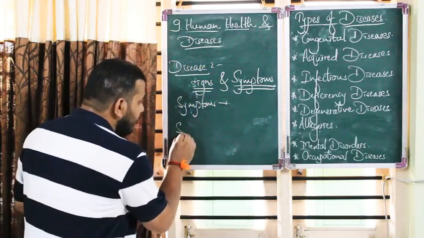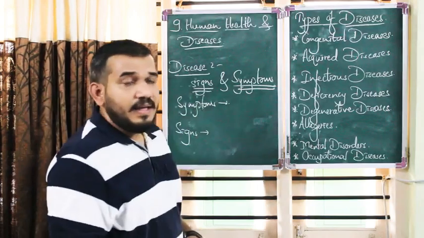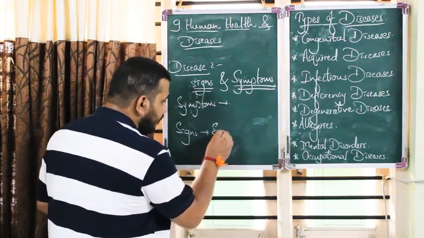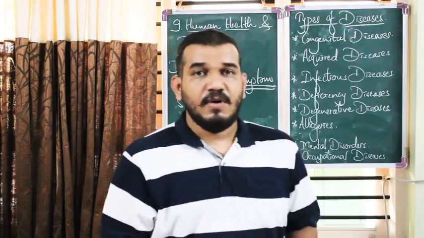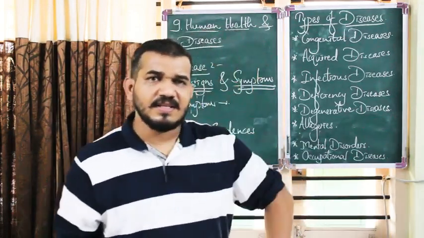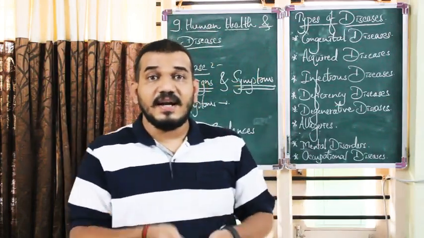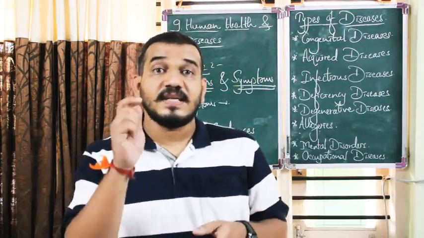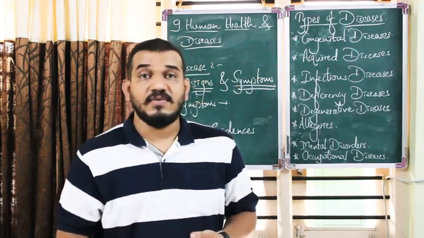Whereas signs are the evidences of the disease. For example, if a person is suffering from some skin disease, he will get a skin rash. Now that skin rash is an evidence, it is a sign. Or a person who is coughing, it is a sign of a disease.